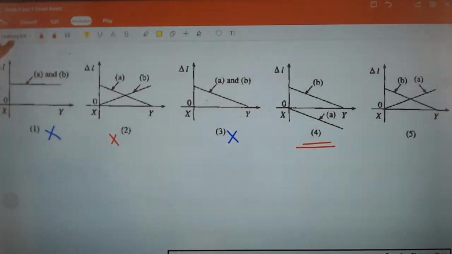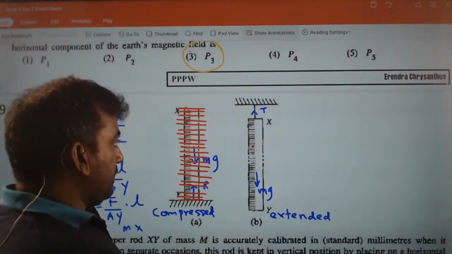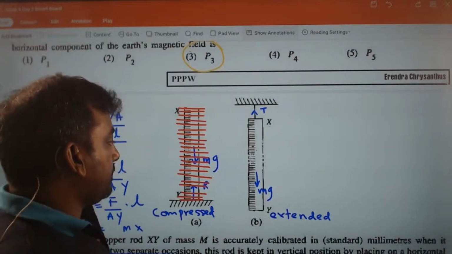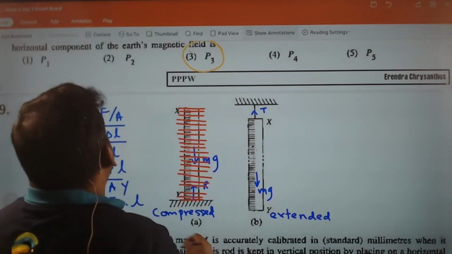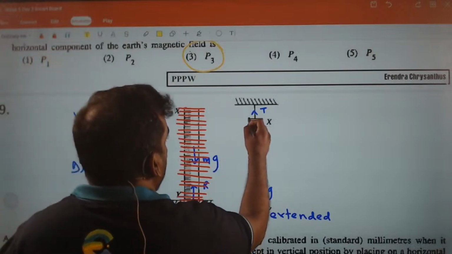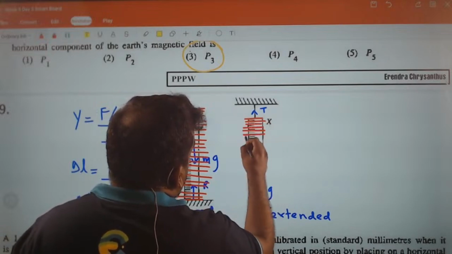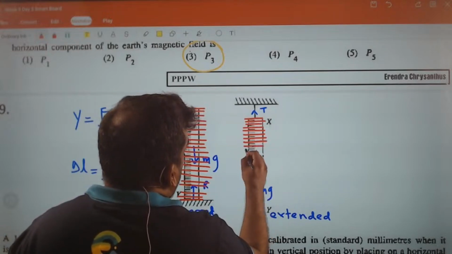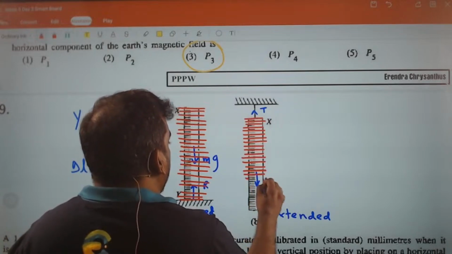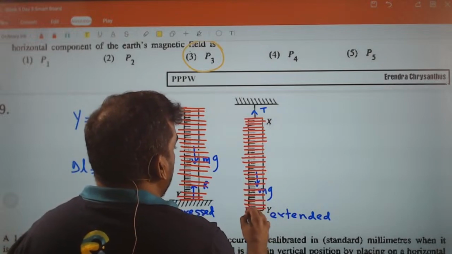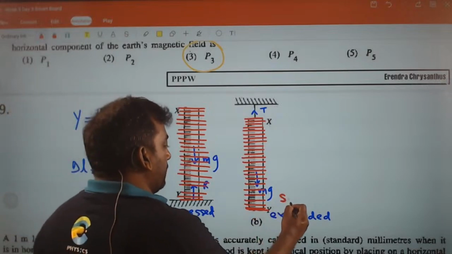What about B? Well, B you are pulling in that direction. So here the weight, little by little, let's say you stack it. Little by little, as you go down, force acting or pulling force will increase. The biggest tension is at the top. The smallest tension is at the bottom.